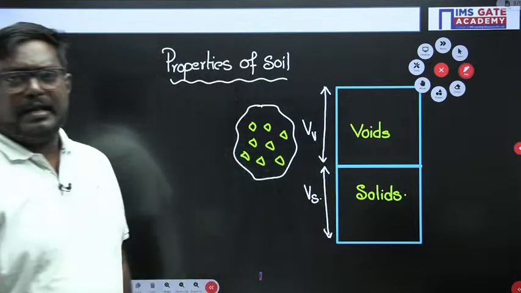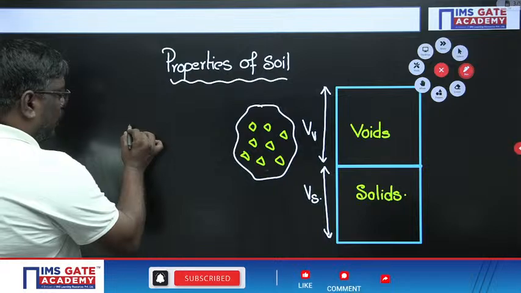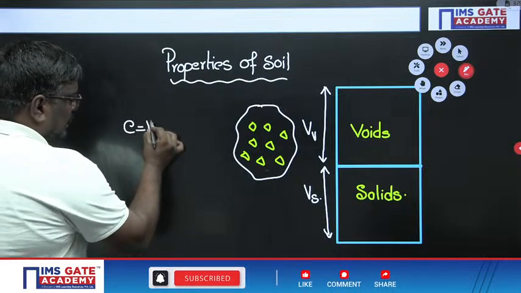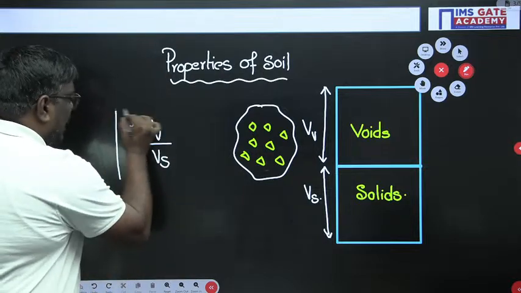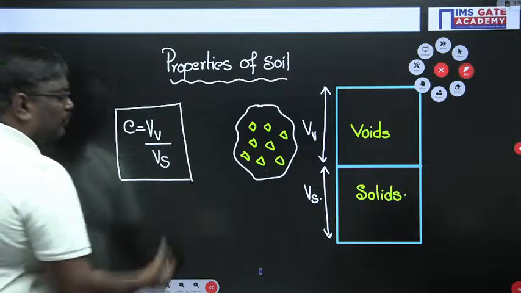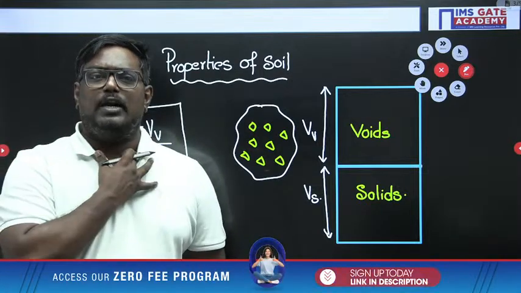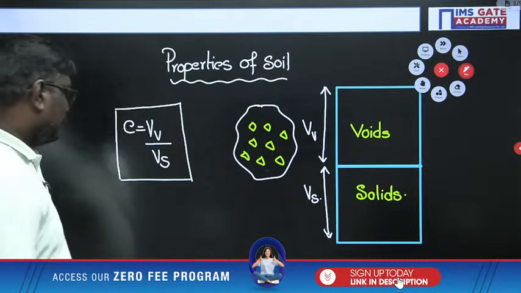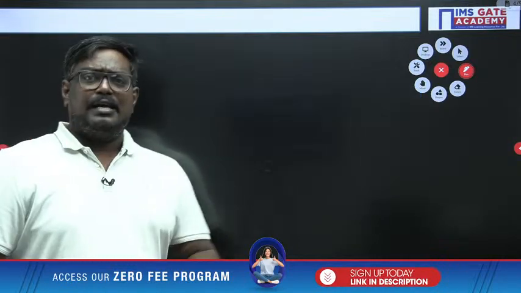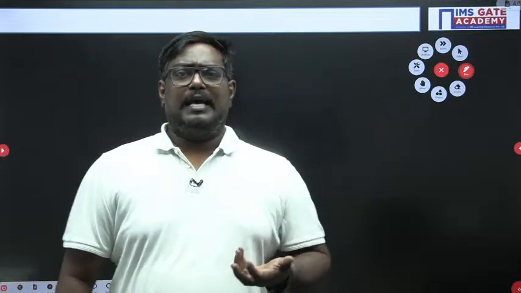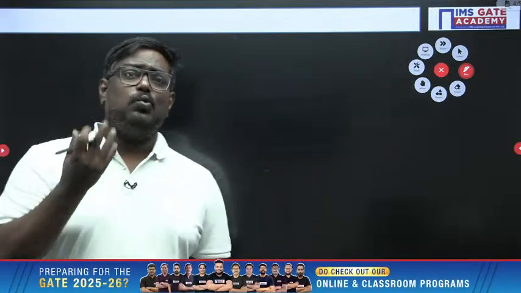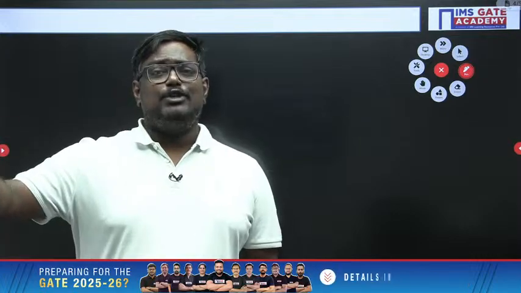Now my dear students, whenever they ask you important relations in properties of soil, the first question is, what is void ratio? Void ratio is defined as the ratio of volume of voids to the volume of solids. Agree, my dear students? In GATE 2024, the examiner asked what you mean by percentage of voids. When they ask for a percentage, it is the actual upon the total into 100.